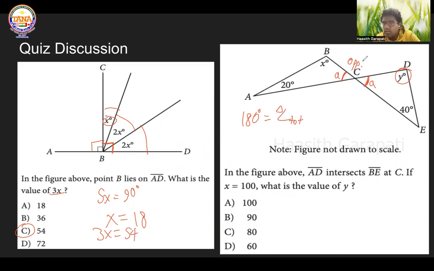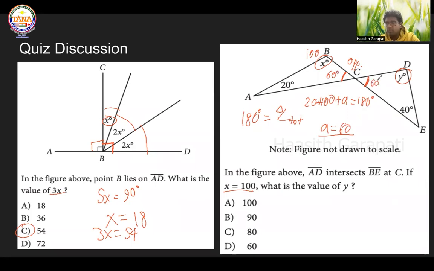Let me think through that a little bit. Okay, if x is equal to 100, they give us the value of x right out of the gate. So 100 degrees. So we have 20 plus 100 plus A is equal to 180 degrees. A is equal to 60 from that. So we get 60 degrees for that angle right there.